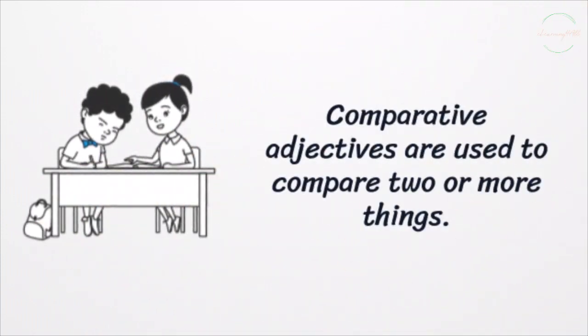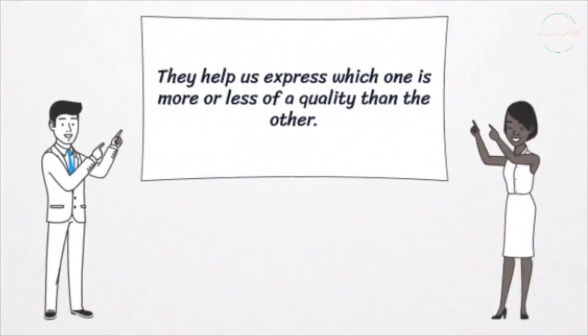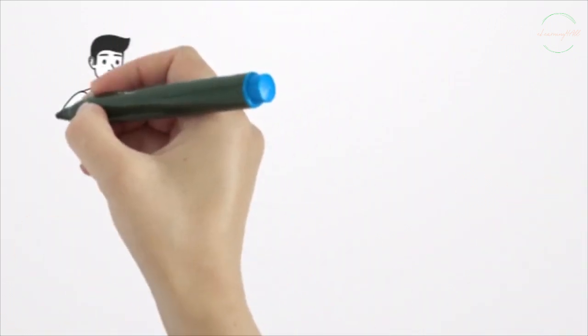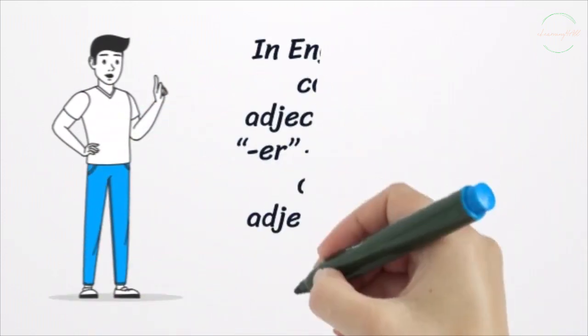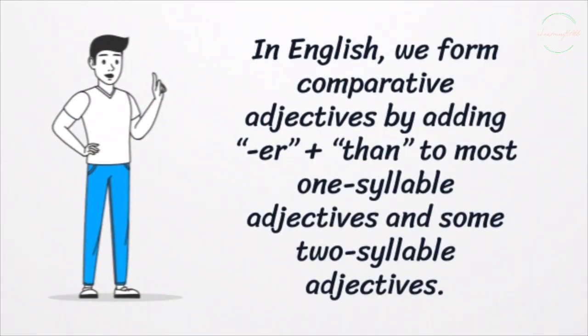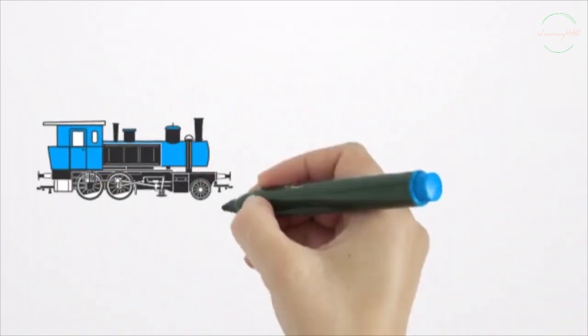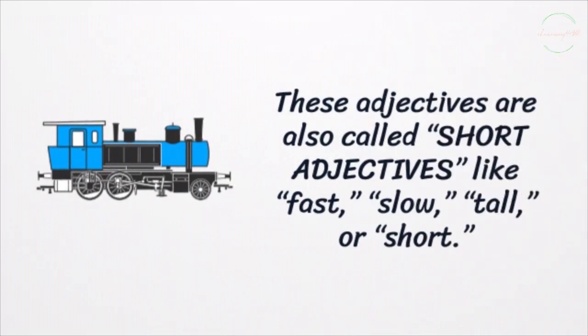Comparative adjectives are used to compare two or more things. They help us express which one is more or less of a quality than the other. In English, we form comparative adjectives by adding -er plus "than" to most one-syllable adjectives and some two-syllable adjectives. These adjectives are also called short adjectives, like fast, slow, tall, or short.